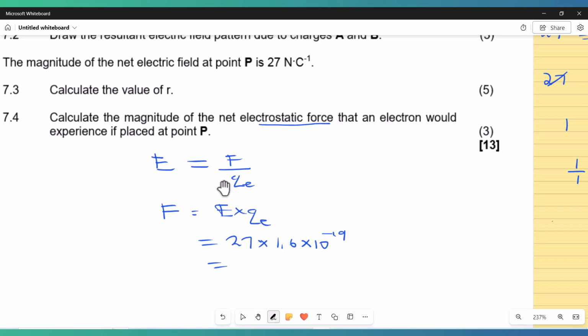It gives me 4.32 times 10 exponent negative 18 newtons, okay, because I'm talking about the force here. That's the force which is going to be experienced by an electron placed at point P. Why? Point P has that field of 27 newtons per coulomb. Hope we are together.